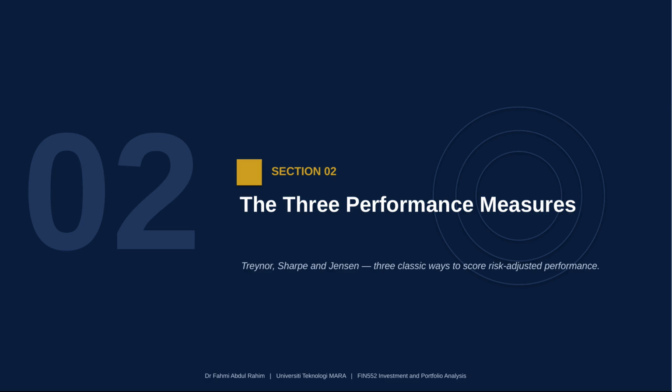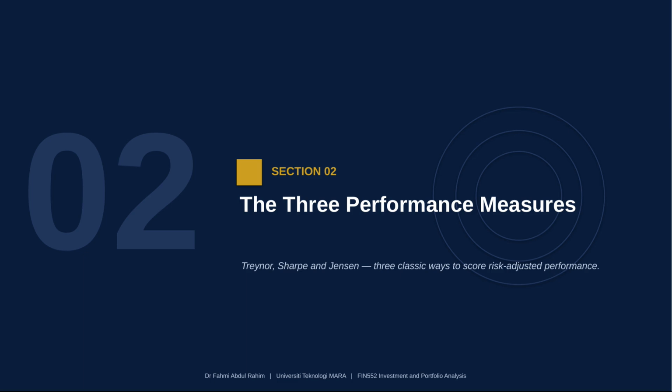Section 2 is the toolkit of the chapter, the three classic performance measures: Treynor, Sharpe, and Jensen. All three share the same goal: to reward high return and penalize risk, but they differ in one key way: how they measure that risk. Treynor and Jensen use beta, systematic risk. Sharpe uses the standard deviation, total risk.